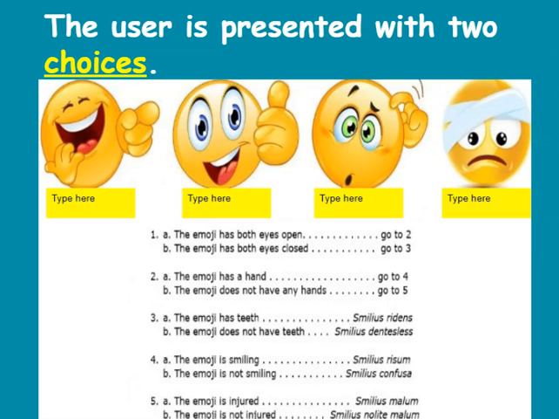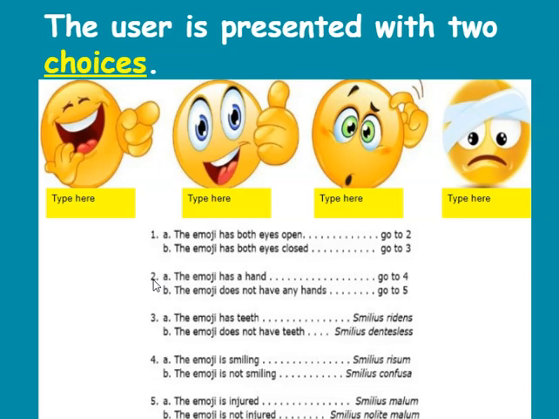And so the first thing you notice is that you are presented with two choices, right? So 1A and 1B. So you always want to start at the beginning. And 1A in this case says the emoji has both eyes open. And I see 3 out of those 4 that have both eyes open. And it says go to 2. That doesn't mean the second specimen here. That means go to statement 2 right here.